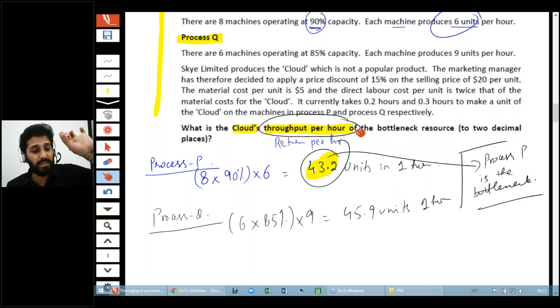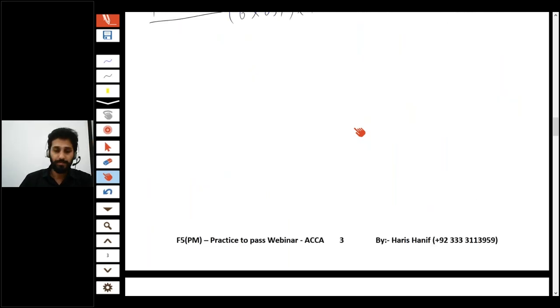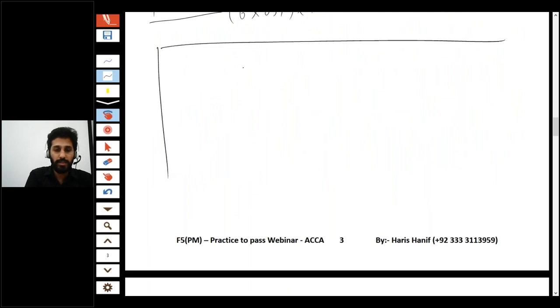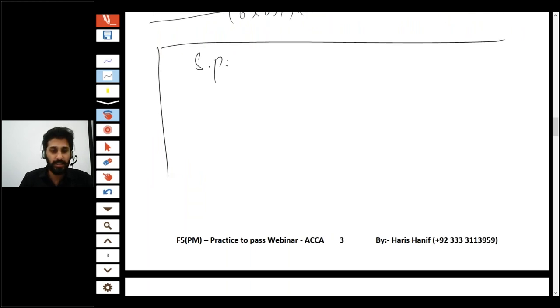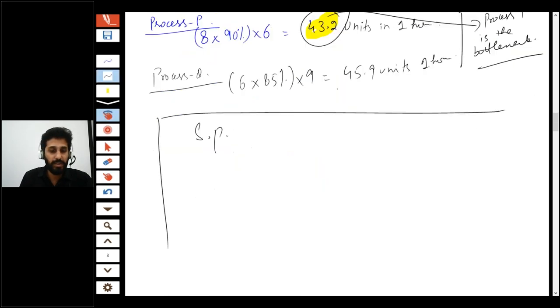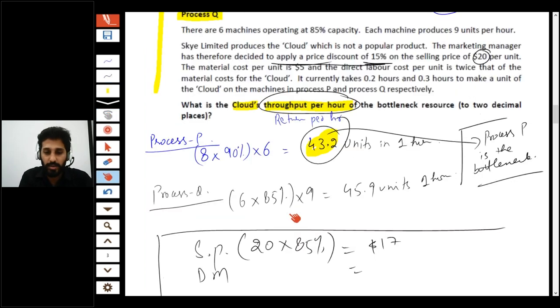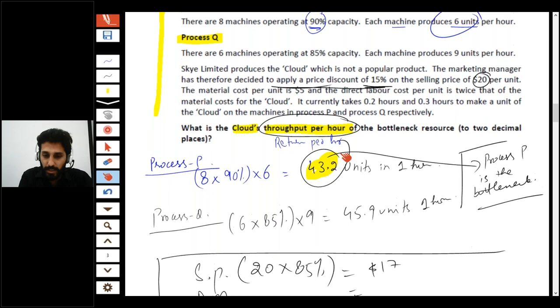So this is process P, which is the bottleneck, right? And now here, I am going to solve this. What is the selling price? The selling price is 20, but a 15% discount would be given. So it's 20 into 85%, that is $17, which is the selling price. And I need the raw material cost. Where is the material cost?